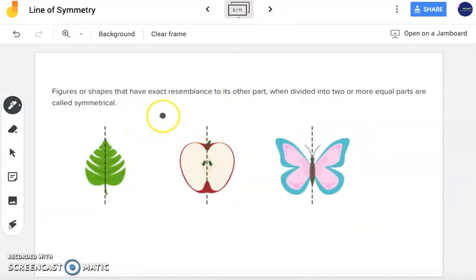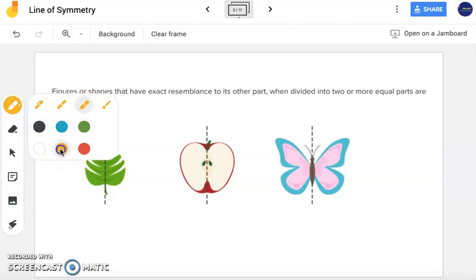Figures are shapes that have exact resemblance to its other parts. When divided into two or more equal parts, they are called symmetrical. So notice here, here's my dotted line, and in fact I'm even going to highlight this so you can see it even more. So this line that I'm drawing, this is called your line of symmetry. Notice to the left and the right of this line is the exact same amount and the same size and shape on both sides of the line. Therefore, the object is called symmetrical.